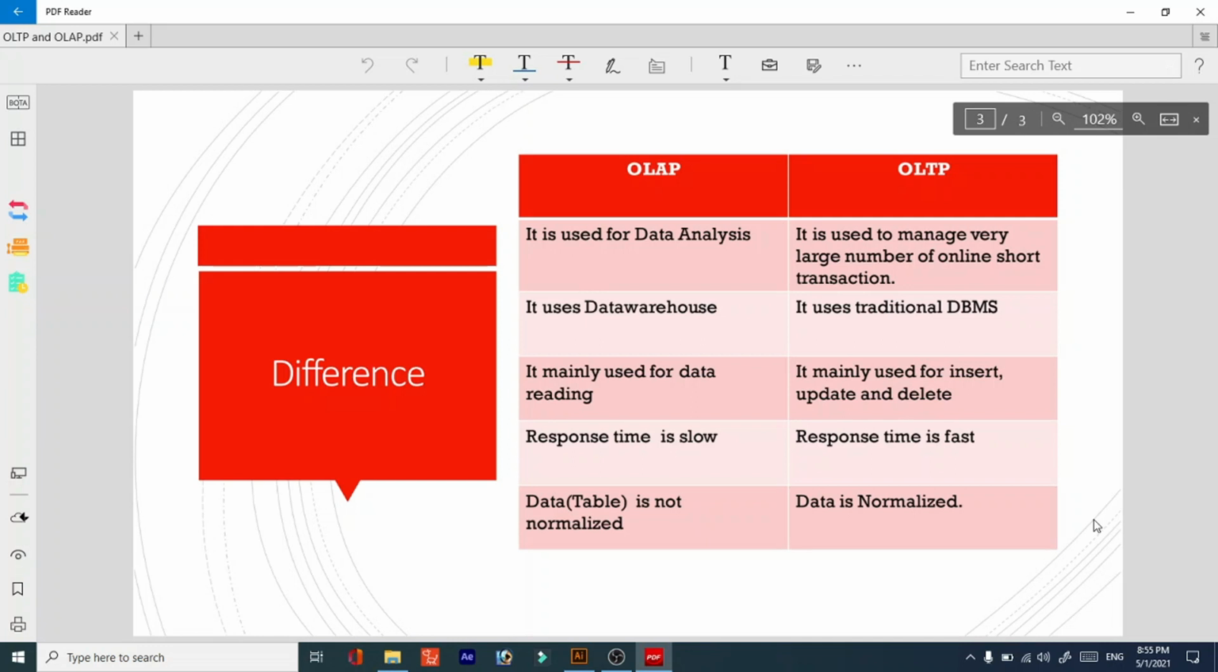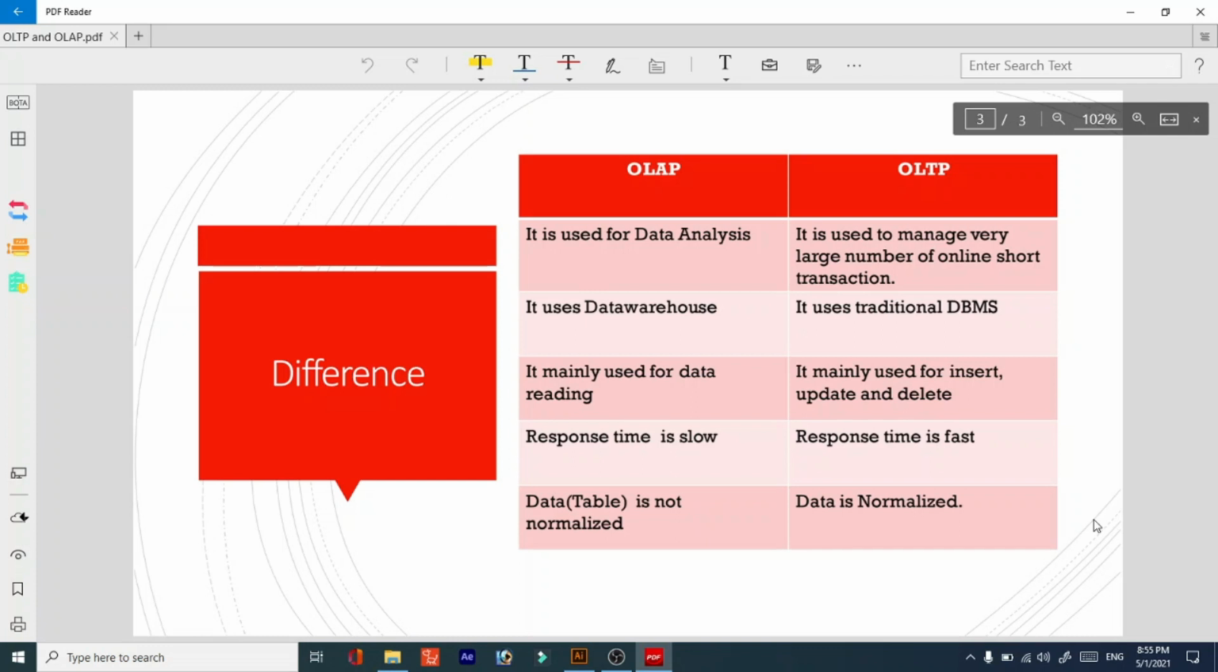Basically, nowadays as we are entering the big data world, the data warehouse is being replaced by the data lake. I will come to this topic in my next videos. In my upcoming videos, I will describe the data lake also. But this is the traditional way of doing data warehousing.